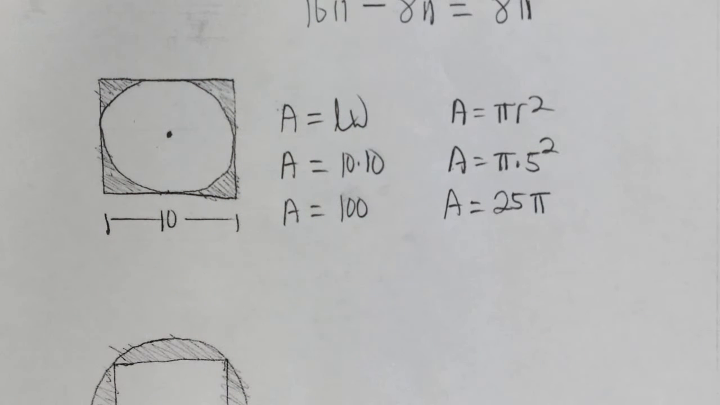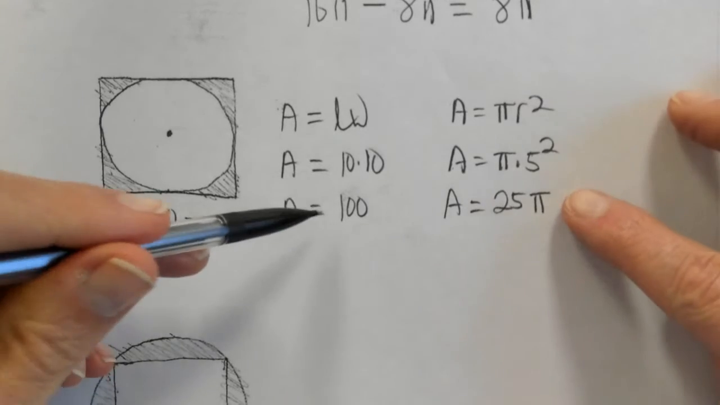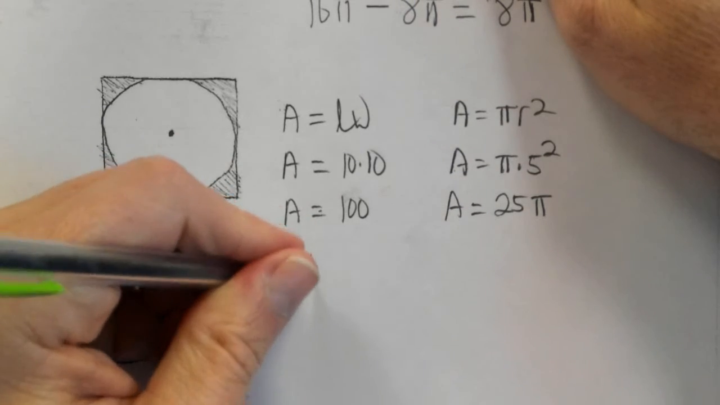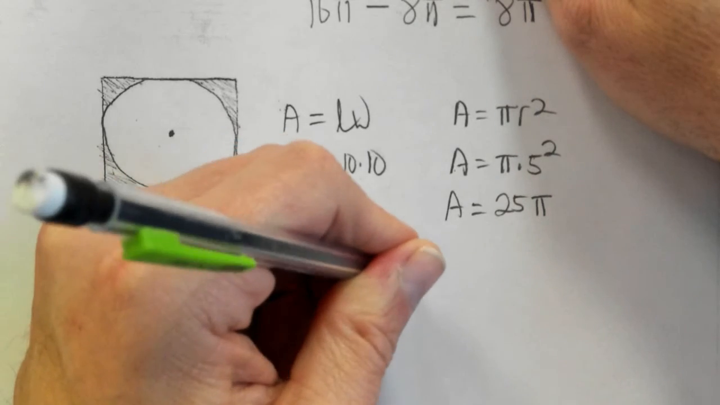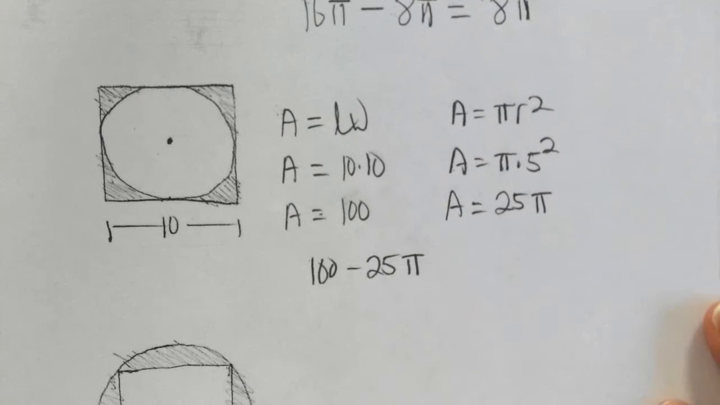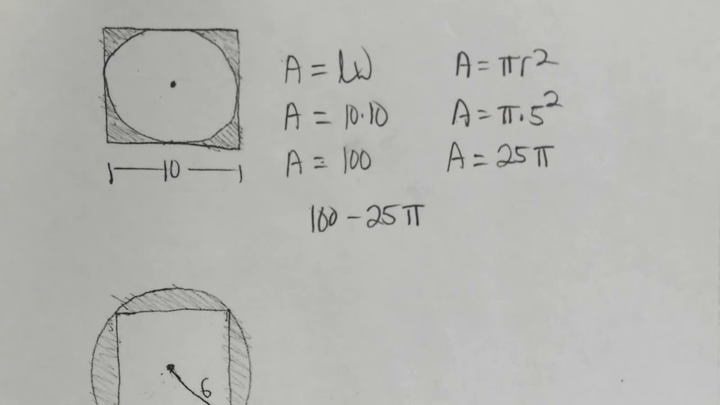All right, so the area of the square is 100. The area of the circle is 25 pi. What do I need to do with these two numbers again? I need to subtract them. 100 minus 25 pi. And once again, we'll leave our answer just like this. We won't have to convert it to a decimal. There is your answer.